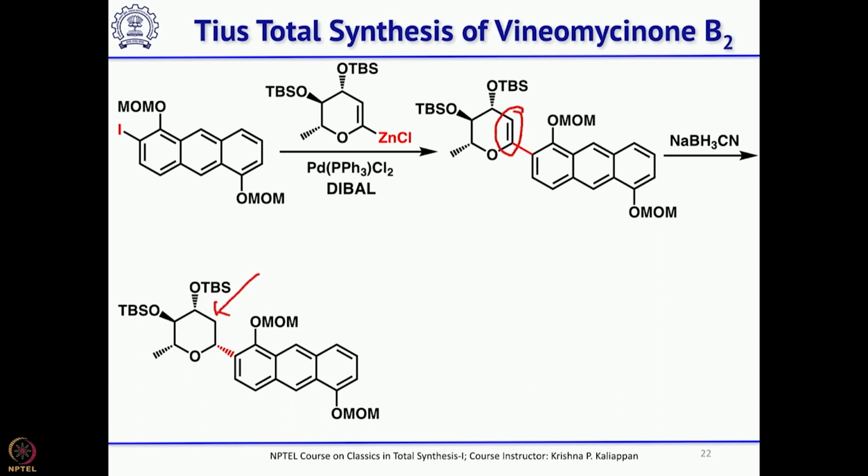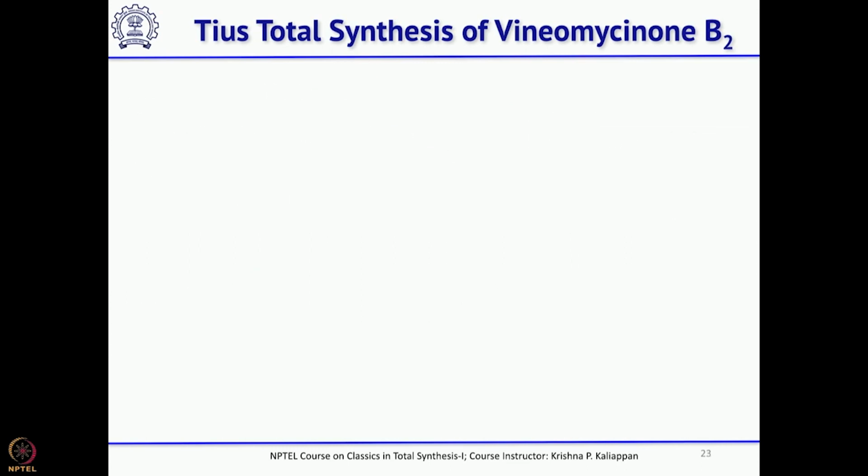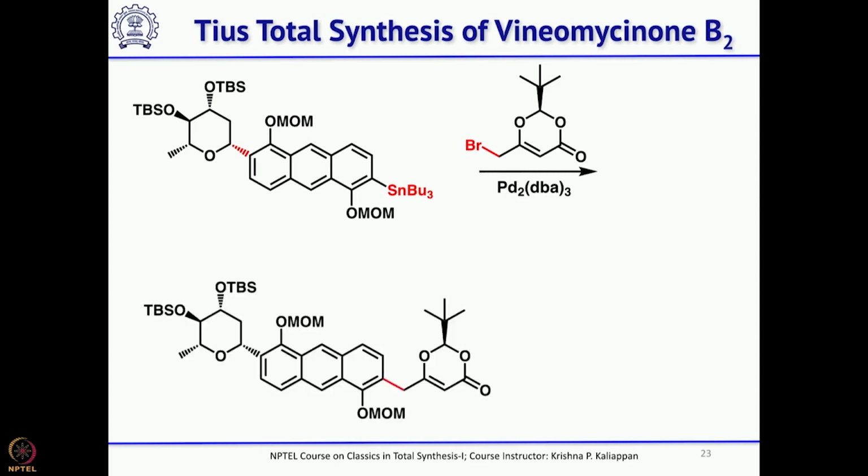Now, what is left? As you know, you have to introduce a tin group here and then attach the CH2 side chain. So, first introduce the tin by treating with n-butyl lithium and then quenching with tributyl tin chloride, and this upon coupling again, this time it is a Stille coupling. So, that gives the corresponding right hand side chain.